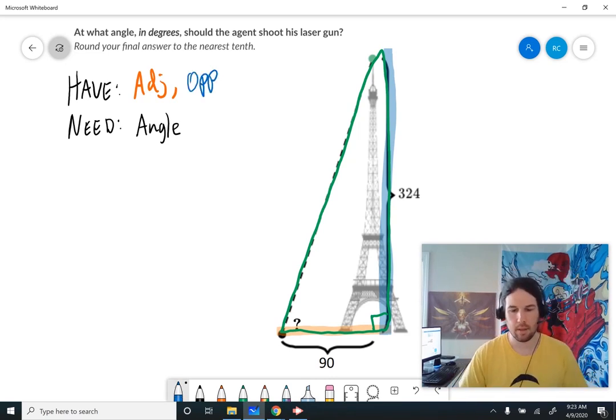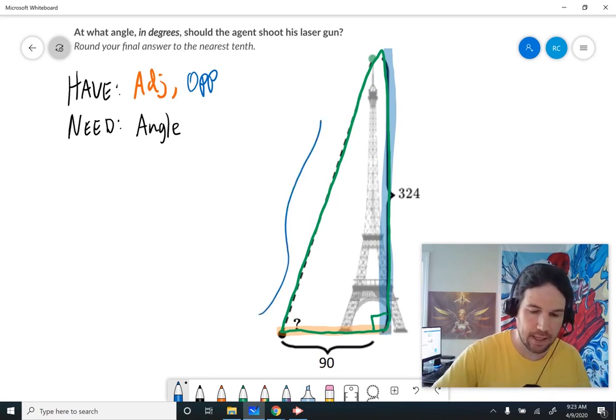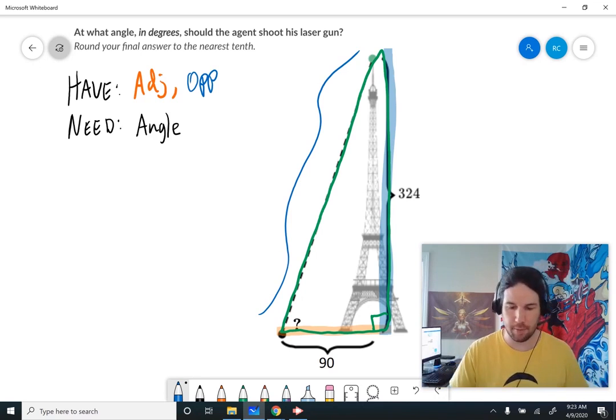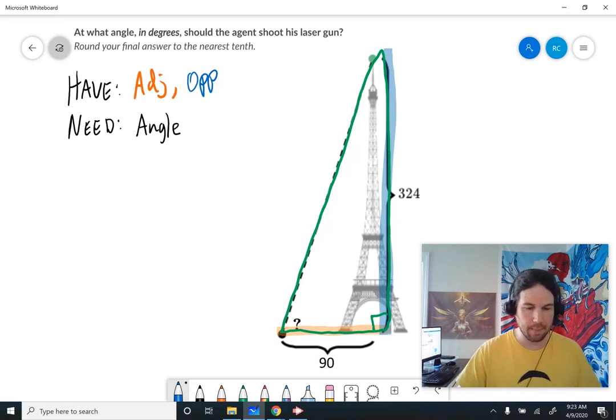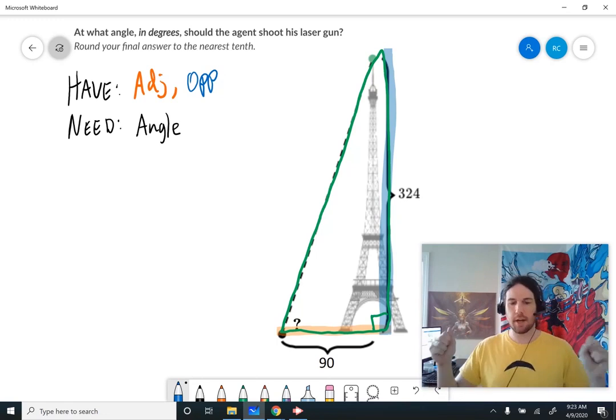Okay? Now, could we find the hypotenuse of this if we wanted to? Like if we were going to say how far away is the alien from the agent? Then we would be looking for this hypotenuse, but we're not really interested in it for the purposes of this problem, so we're just going to ignore it. Okay, so we've got adjacent, we've got opposite.